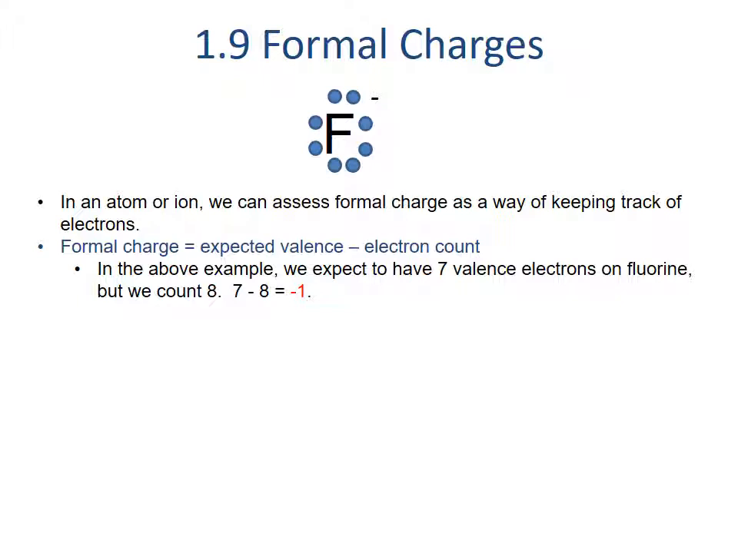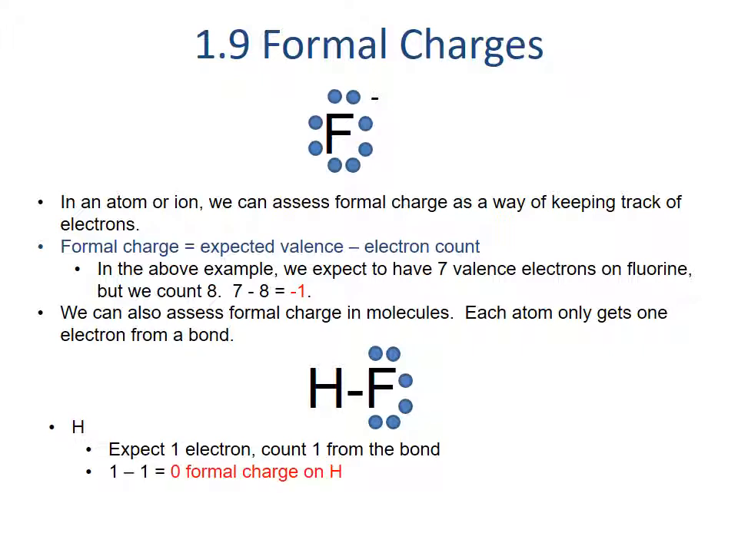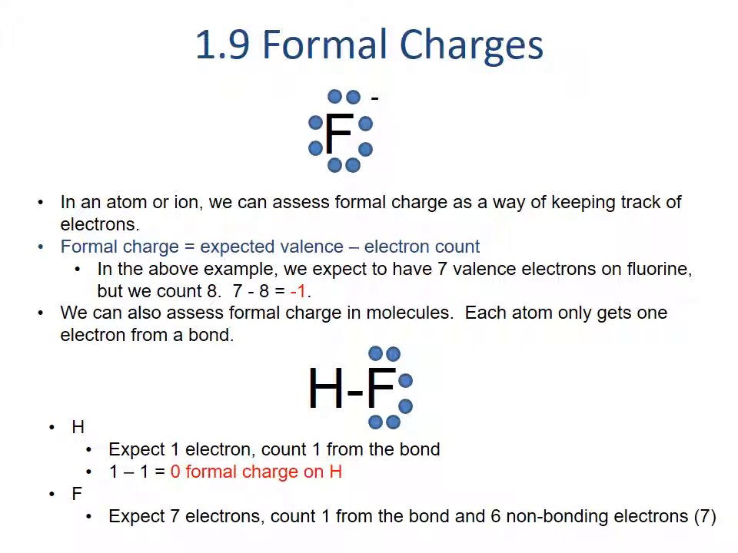Take this example for hydrogen fluoride. On a hydrogen, there are no non-bonding electrons. We'd expect one electron from H, and we get one from the bond. So the formal charge ends up being 0. Likewise, fluorine should have 7 electrons. We get 1 from the bond and 6 from the non-bonding electrons, and it has 7, and we end up with a formal charge of 0.